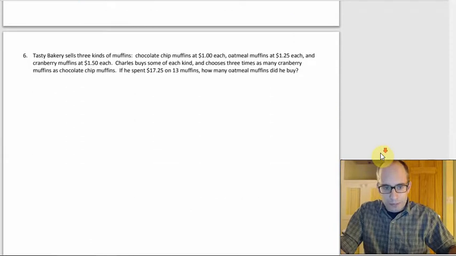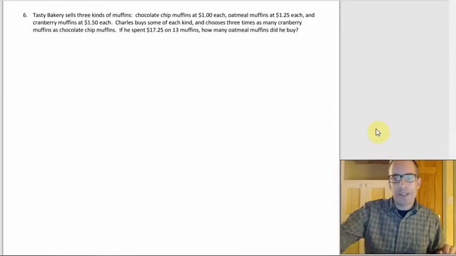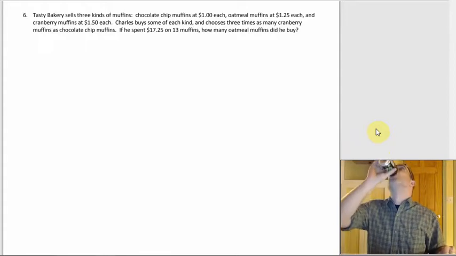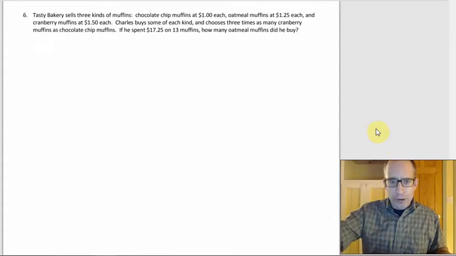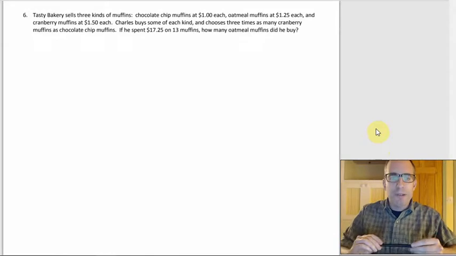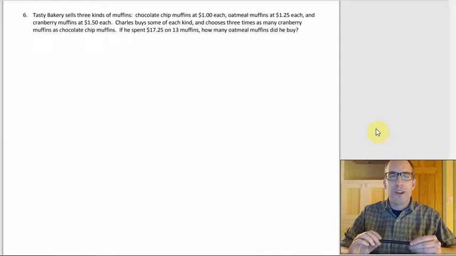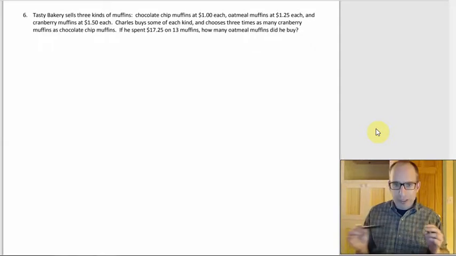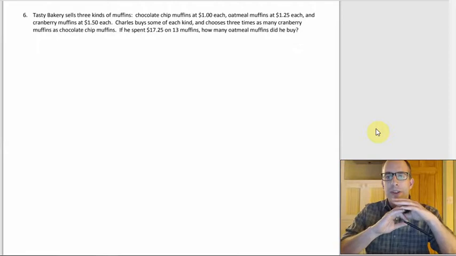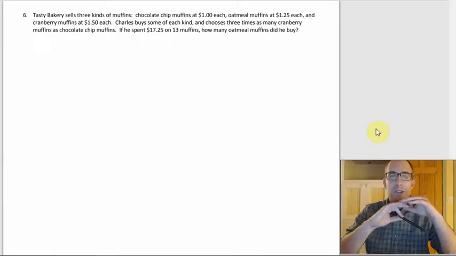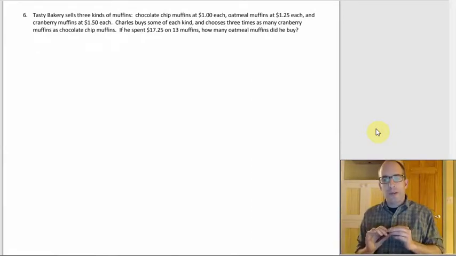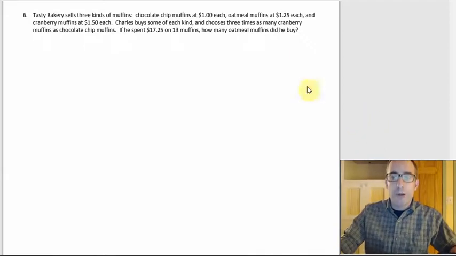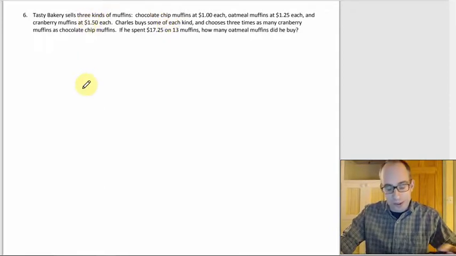Okay, next. There are some word problems in this section, so I stuck a couple in here at the end. First one, where Tasty Bakery sells 3 kinds of muffins: chocolate chip for $1, oatmeal for $1.25, and cranberry for $1.50. It says Charles buys some of each kind, chooses 3 times as many cranberry as chocolate chip, and if he spends $17.25 on 13 muffins, how many oatmeal muffins did he buy? Right, clearly he bought some because the total price ends in a 25. Right, couldn't get that just from chocolate chip and cranberry.